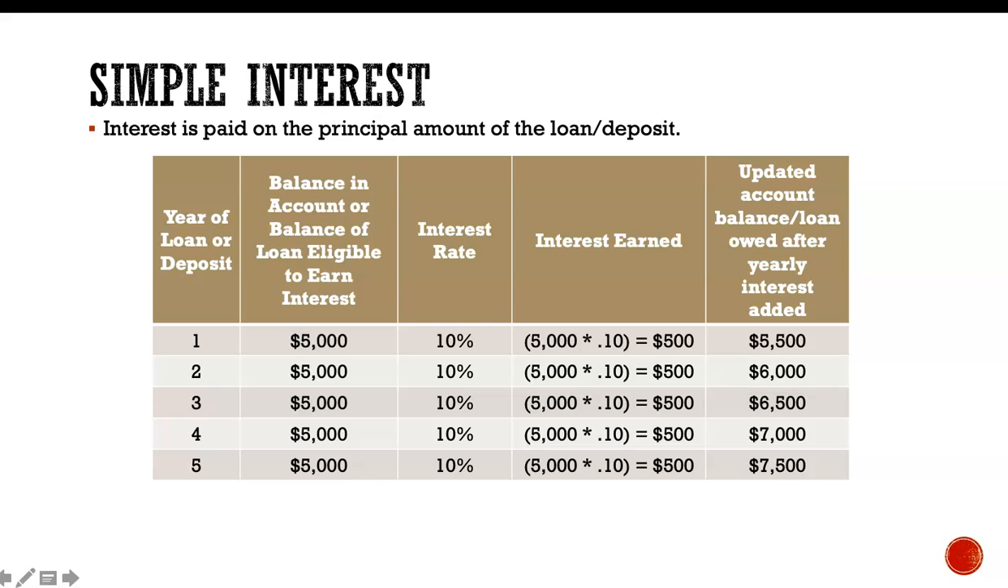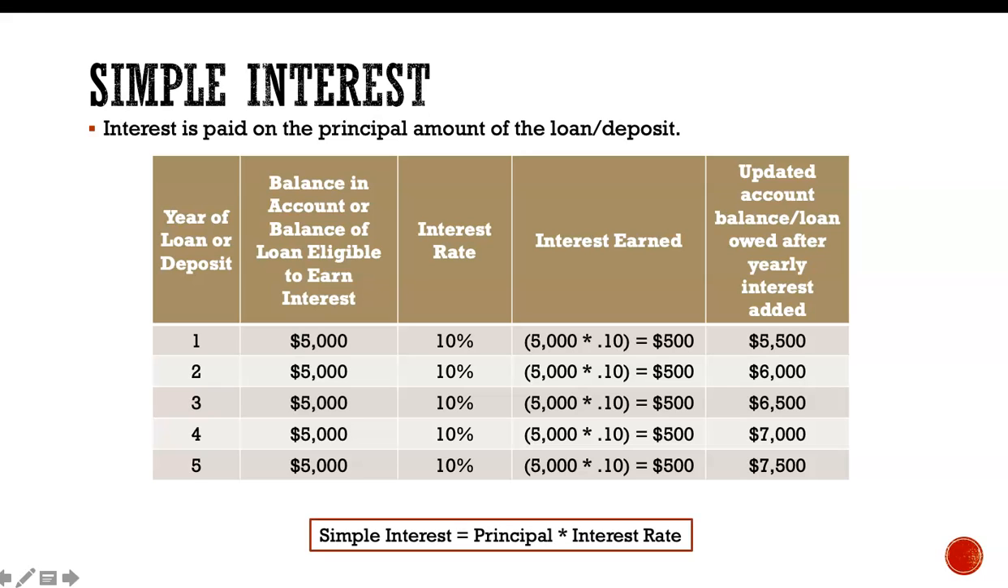The process is repeated for years 3, 4, and so on, with interest being earned only on the principal and then being added to the previous year's ending balance. The formula used to calculate simple interest is the principal times interest rate.